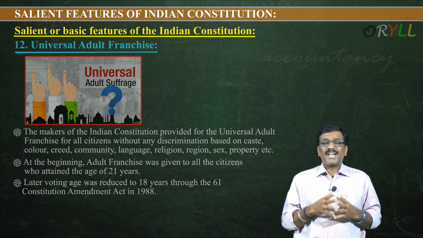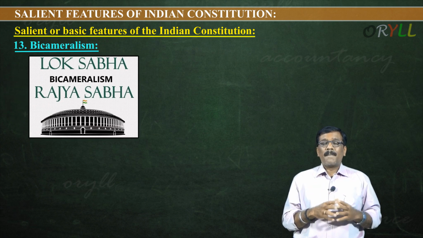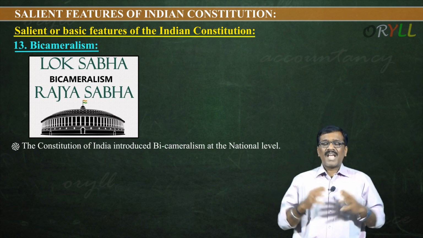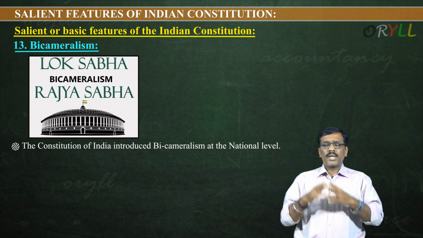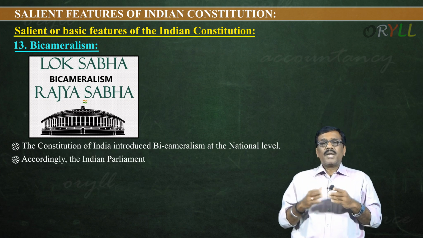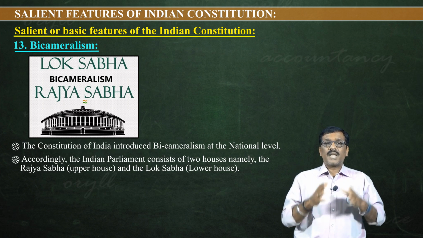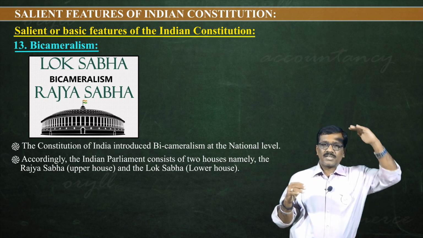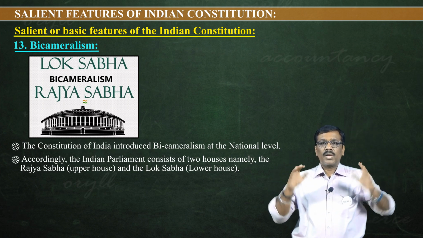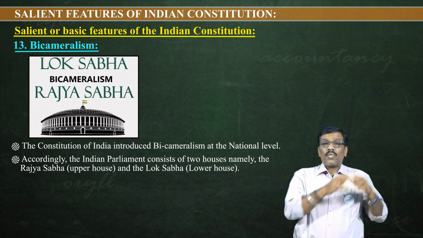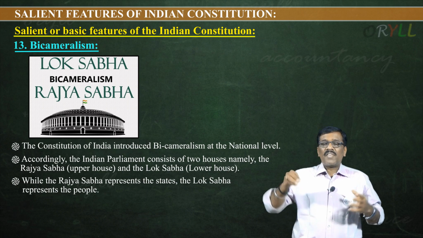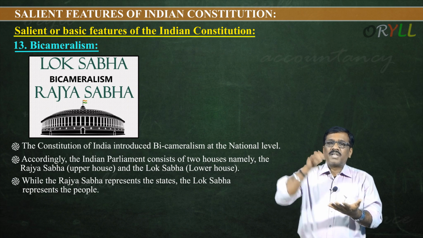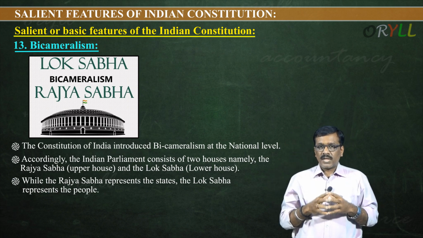Now coming to the 13th point, that is bicameralism. When I say bi, it means two. The Constitution of India introduced bicameralism at the national level. At the national level, we have 2 houses in the Parliament, the lower house and the upper house. Accordingly, the Indian Parliament consists of 2 houses, namely the Rajya Sabha, which is known as the upper house, and the Lok Sabha, known as the lower house. See, that doesn't mean there is a difference of upper and lower. The Lok Sabha represents the people, while the Rajya Sabha represents the states. You have representation from all the states in the Rajya Sabha, whereas all the people are represented in the Lok Sabha. This is how things work at the central level.